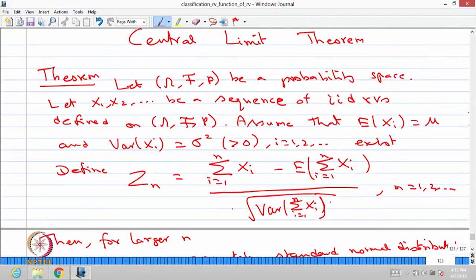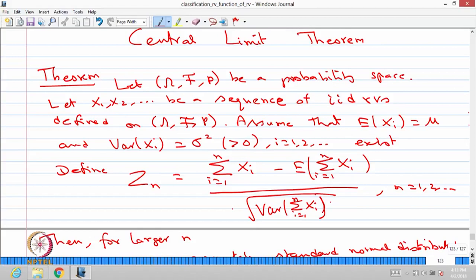Yes, see the theorem carefully. I have made it with IID random variables. Suppose they are not identically distributed, then you can find what changes. That means if the Xi's are not identically distributed, then their means will be mu i's and variances will be sigma i squares. That means each one may have a different mean. Still, you can apply the theorem, because Zn is going to be the sum of the random variables minus their mean.